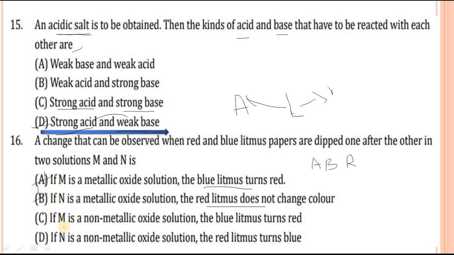If you see C, M is non-metallic. Non-metallic means it is acidic in nature, so blue will be converted into red. C is the right answer here. If you see D, non-metallic oxide means acidic solution, which is converting red into blue, which is not possible.